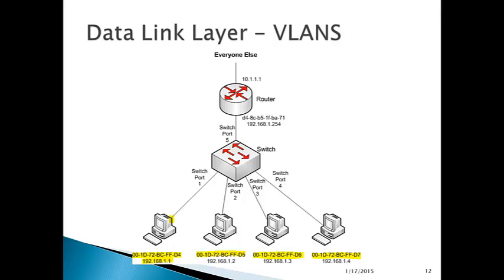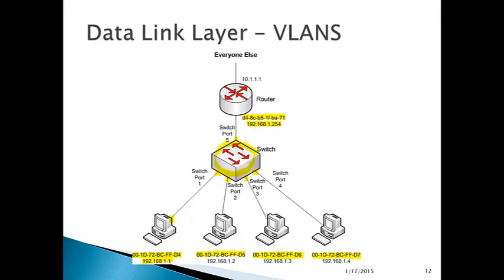These devices are all physically plugged in via cable to ports on a switch. Switch port 1, 2, 3, 4. If you go to the back of the switch, you might actually see these things labeled. On port 5, you've got another device called a router. The router has a MAC address as well as its own IP address. These guys are all connected to a switch. A switch is a layer 2 device.